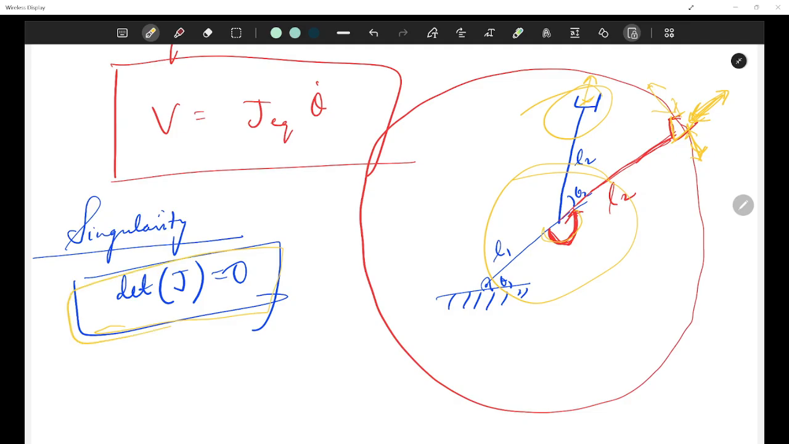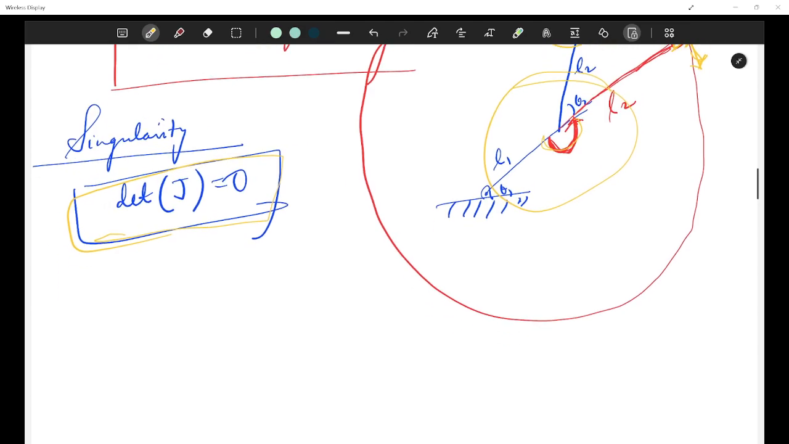If the determinant of the Jacobian becomes 0, or the rank of the Jacobian matrix is lost, we say that we have arrived at the case of singularity. We have arrived at singularity condition.